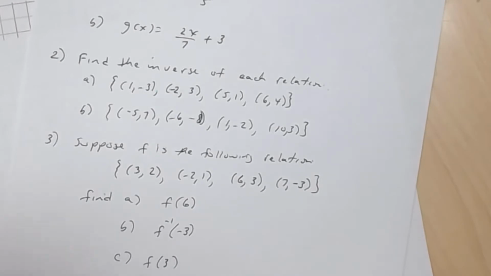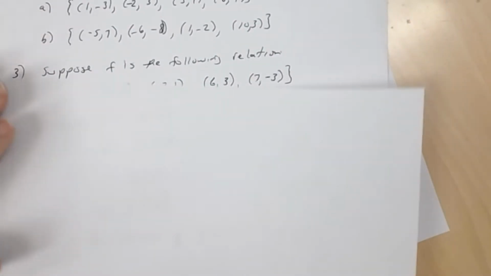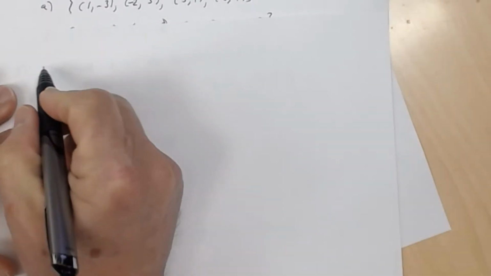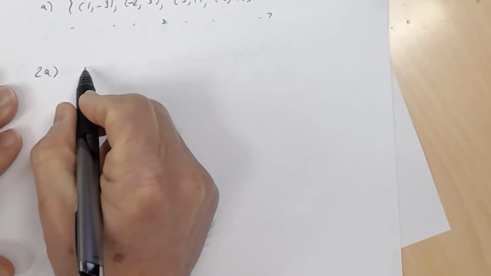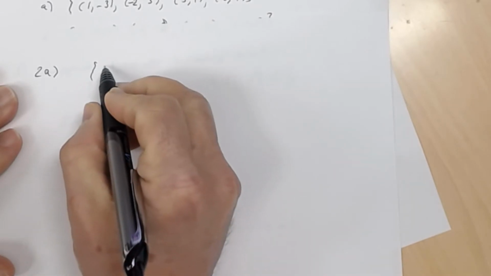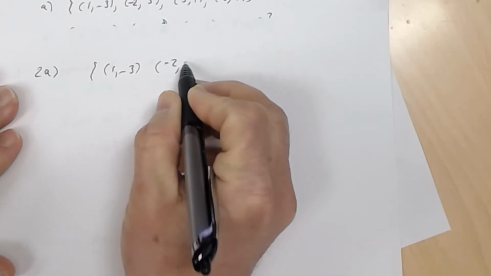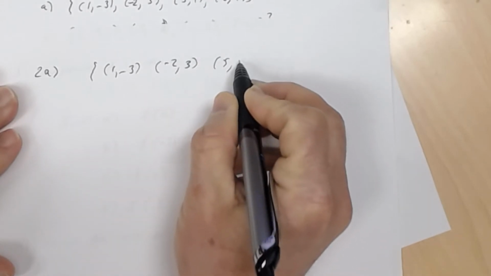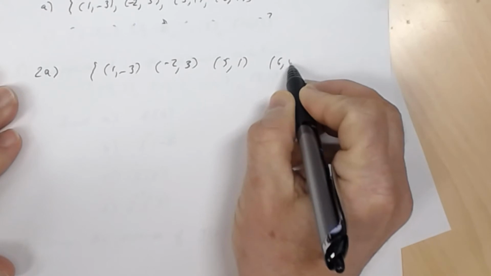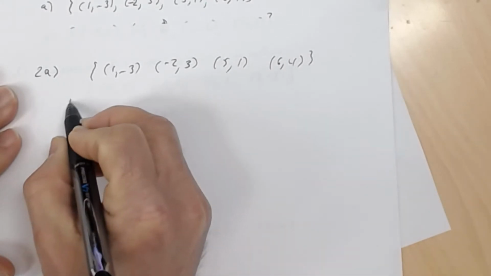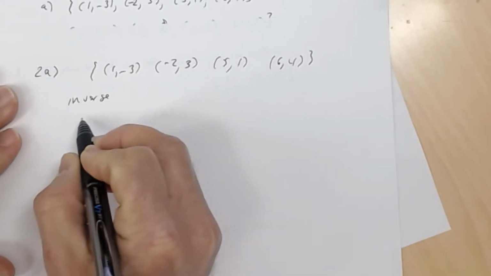So let's look at number 2. In part A, you have this. So let me go ahead and rewrite this. 1, -3, -2, 3, 5, 1, and 6, 4, right? Okay, so you're going to say the inverse is going to be this set.